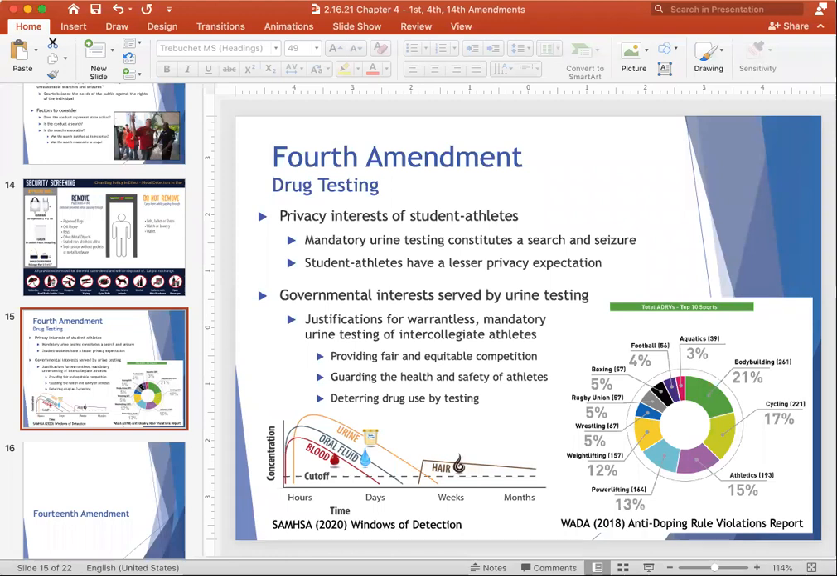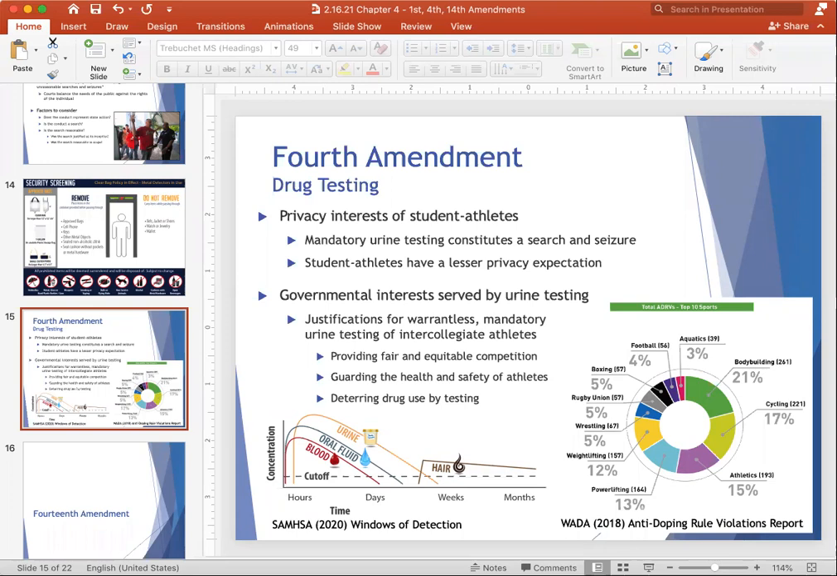And so your protection for privacy is just a little bit less because of that, which I thought was interesting. And then on the flip side, so we have our privacy interests, and once again, the court is going to weigh the privacy interests of the individual citizens with the governmental interests served by violating this Fourth Amendment right. So in this case, with urine testing, there are a number of different governmental interests that are served. You'll see on this slide, providing fair and equitable competition, guarding the health and safety of athletes, trying to deter drug use are some of the largest arguments.